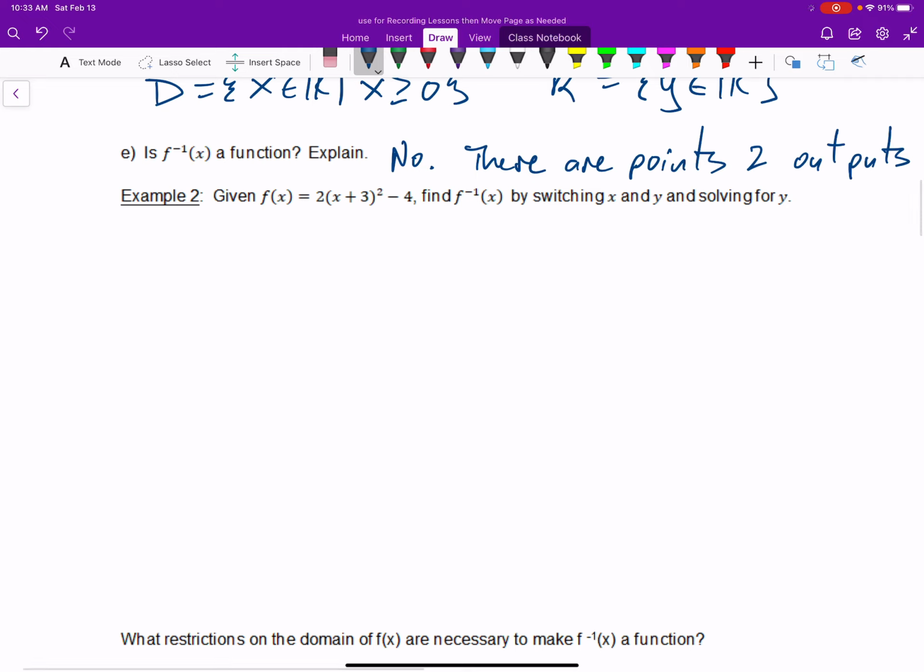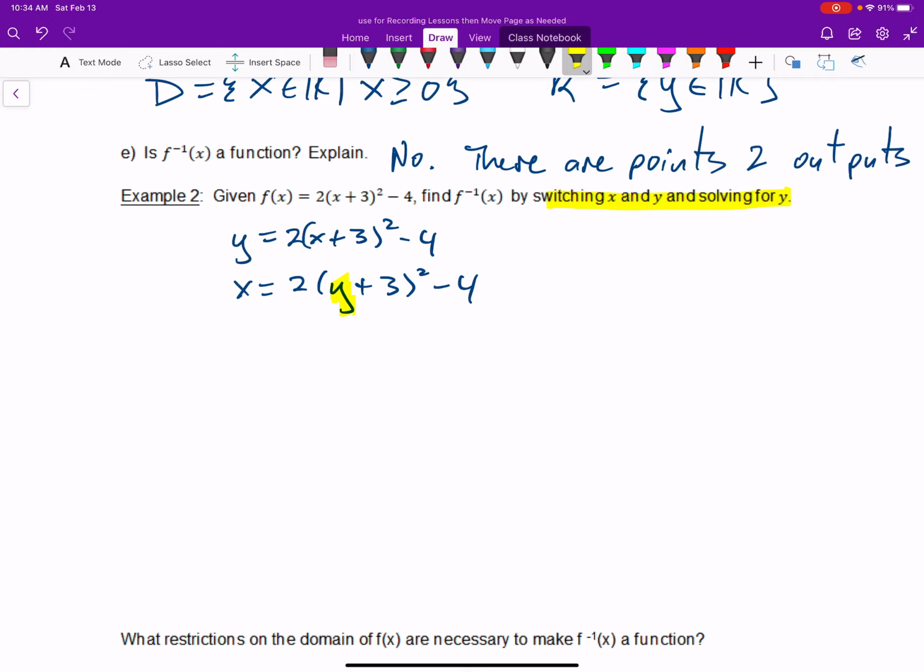Given f of x equals 2 times (x plus 3) squared minus 4, find the inverse by switching x and y and solving for y. So we've done that before, mostly on linear functions, so let's see how it works for a quadratic function. I'll rewrite the function using y instead of f of x. Then I'm going to switch x and y because that's how we do it. So now I'm going to write x equals 2 times (y plus 3) squared minus 4. And my goal is to isolate y, to get y by itself.